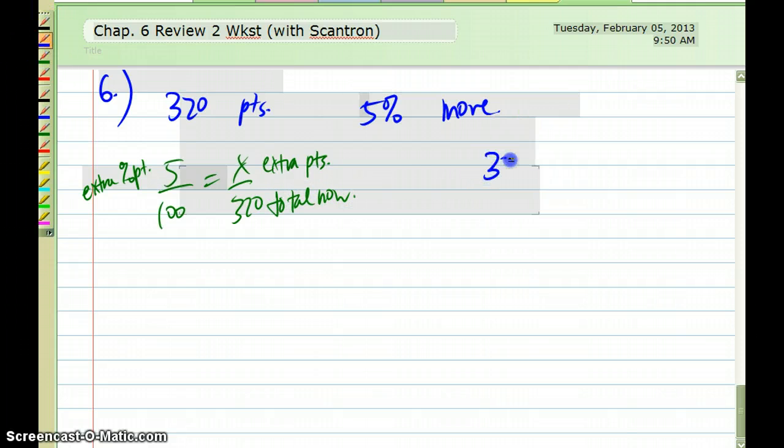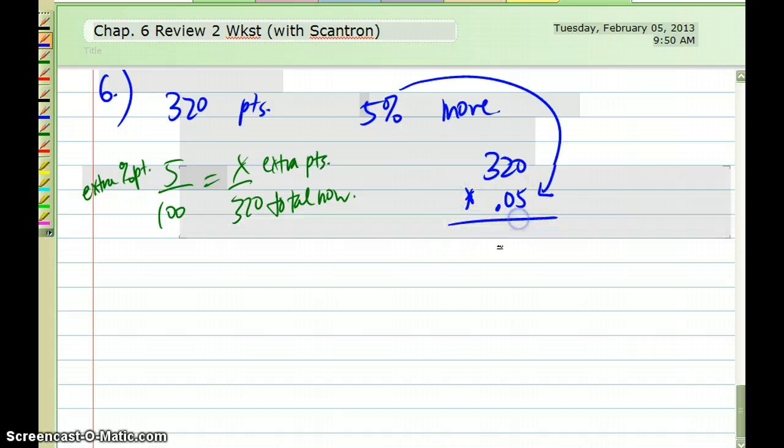And if I wanted to, I could do 320 times, again, the percent becomes the decimal 0.05. And if I do both of that, what I'm going to get is 16. And when I get 16 means I get that many more points.